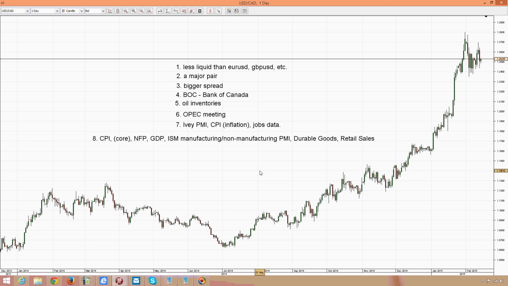Now, how to trade this US dollar Canadian dollar? Well, first of all, trading the pair in strong relation with what is happening with the commodity currencies, with the commodity markets. This is a commodity currency, the Canadian dollar, and both US data and Canadian data influence the pair strongly. So a short review: it is less liquid, it is a major pair, bigger spread. Bank of Canada is the central bank that meets every Wednesday. Oil inventories, OPEC meetings, anything that is related to oil strongly influences this currency pair.